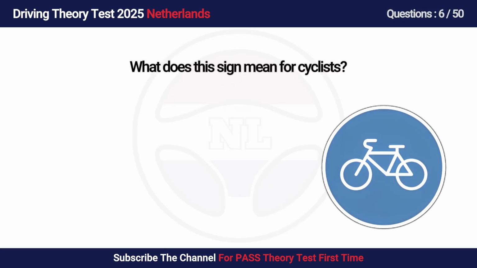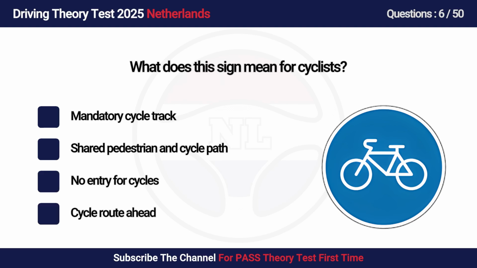Question 6. What does this sign mean for cyclists? A. Mandatory cycle track. B. Shared pedestrian and cycle path. C. No entry for cycles. D. Cycle route ahead.